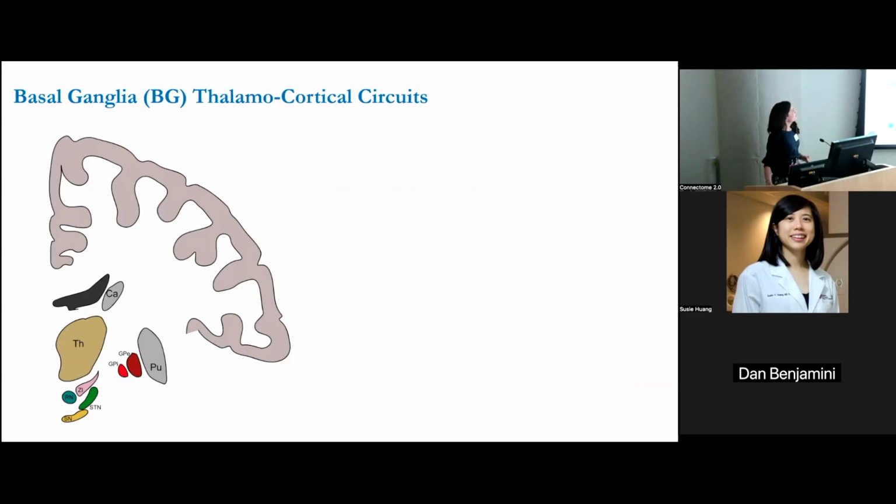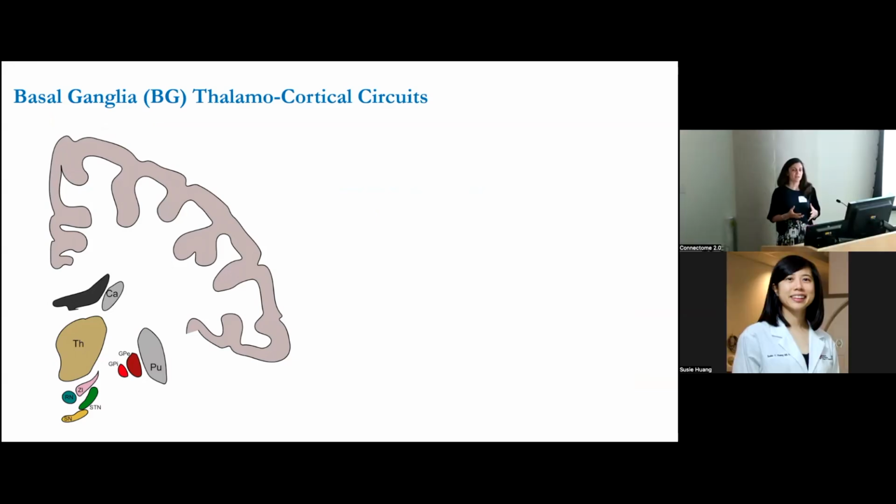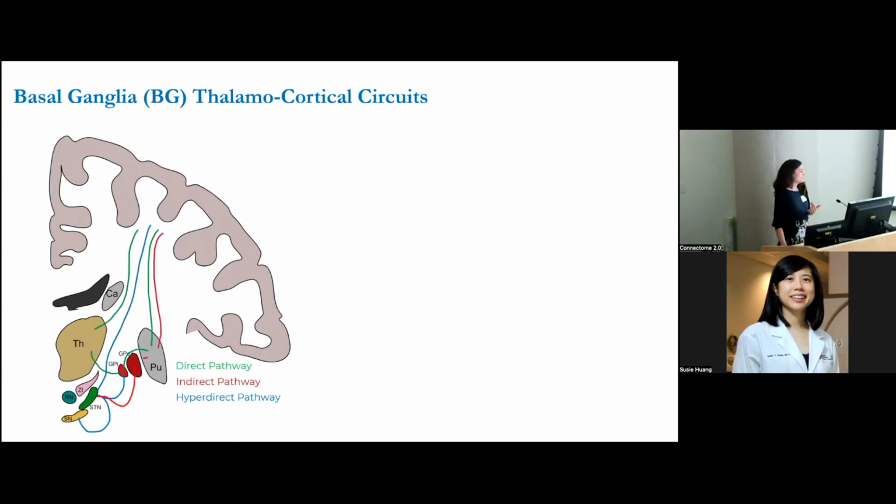So the basal ganglia thalamocortical circuitry is a large fiber system in the brain that supports critical function across motor and cognitive domains. And it's composed of three main pathways: the hyperdirect, direct and indirect pathway that carry information from the cortex through the basal ganglia, and then back to the cortex.